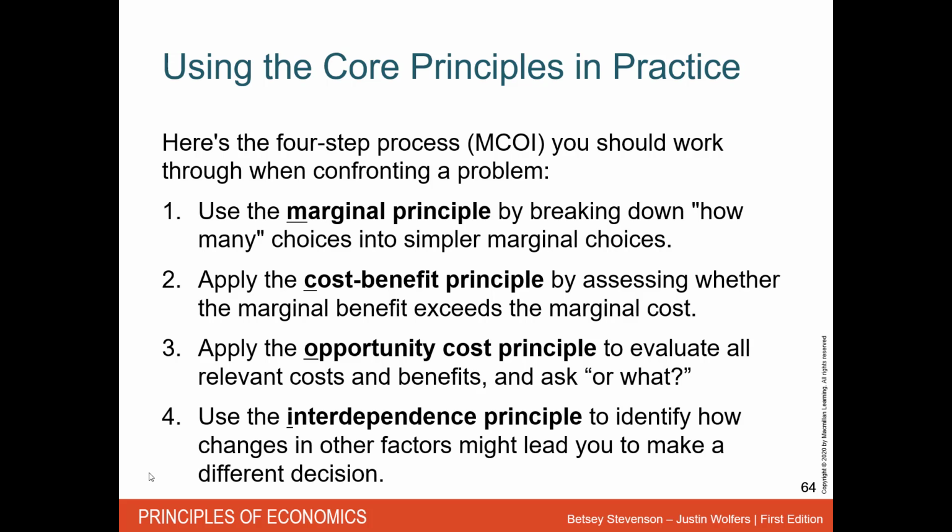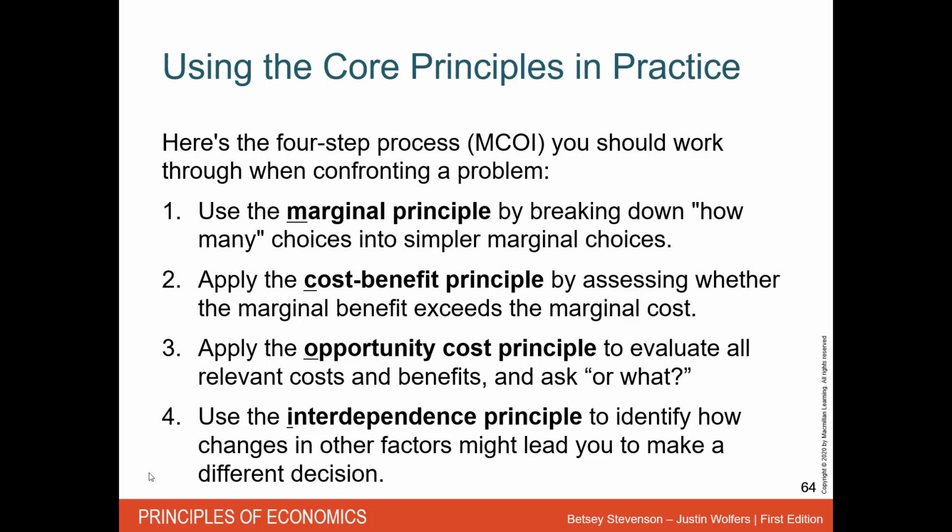Lastly, use the interdependence principle. What if your friend buys you coffee? Then you don't need to decide whether to buy coffee or not. Or what if you saw that tea is cheaper? Then you might buy tea instead of coffee. In those two examples, we were looking at dependencies with our own choices and dependencies between other people's choices.